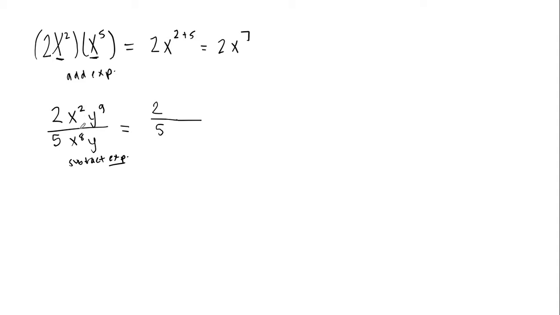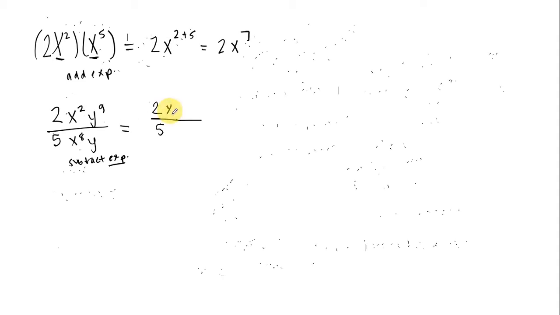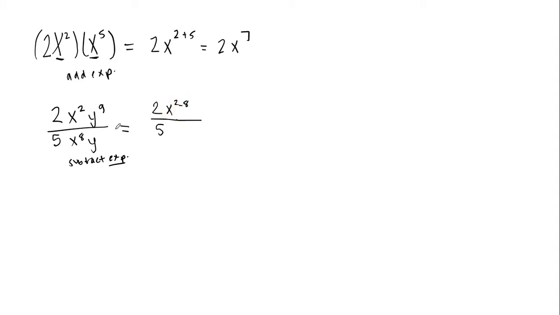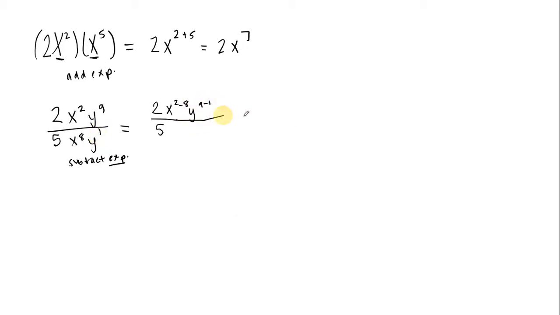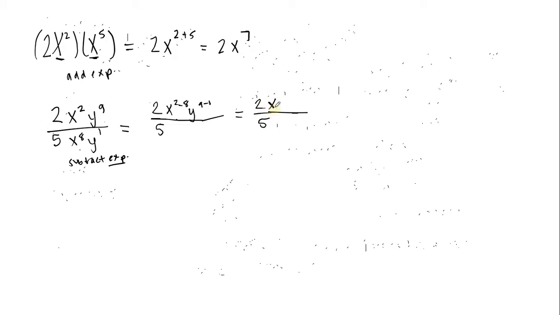x to the power of 2 over x to the power of 8. So 2 minus 8. y to the power of 9 over y to the power of, what is this? You don't see it, but what is it? 1. It's always the top minus the bottom, excuse me. So that would give me 2 over 5, x to the power of negative 6, y to the power of 8.